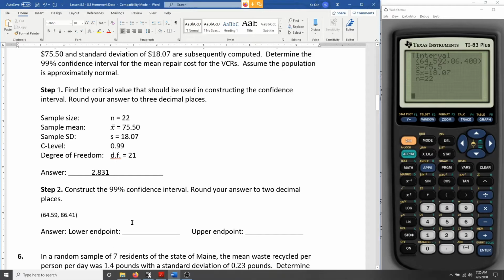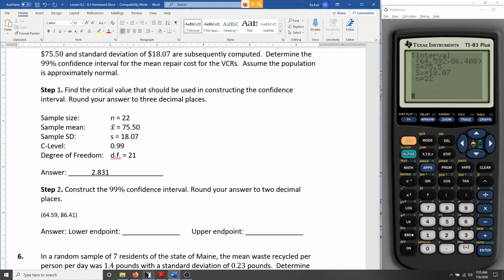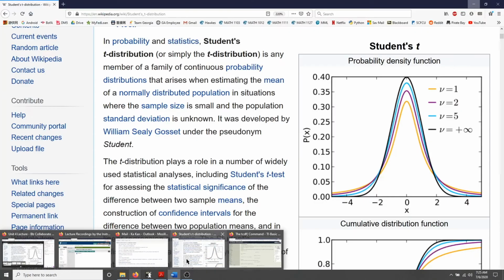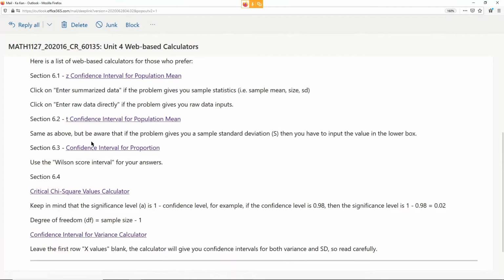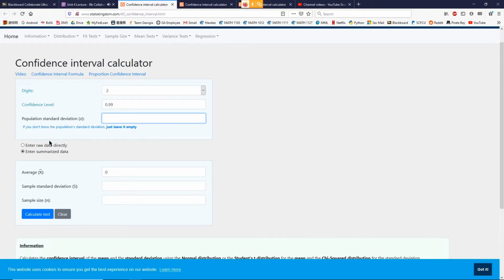Now, I want to also show you how to do this on the website that I showed you, right? So let's go to here's the email. T confidence interval. And keep in mind, it's the same thing as a Z one. So how do we do it? So we want 2 decimal places, right? We want 99% confidence interval. We do not know the population's standard deviation.